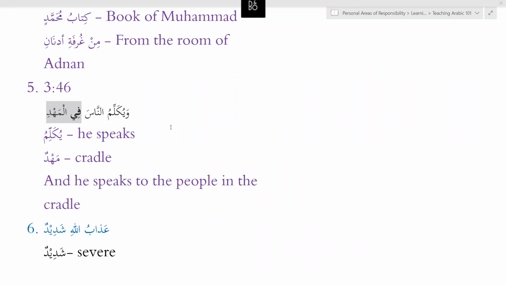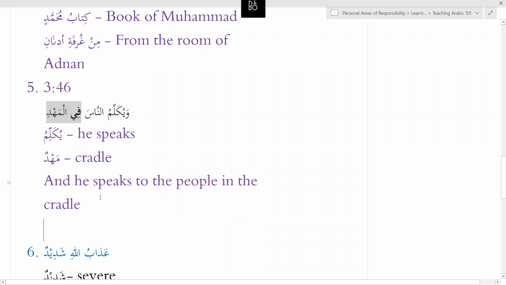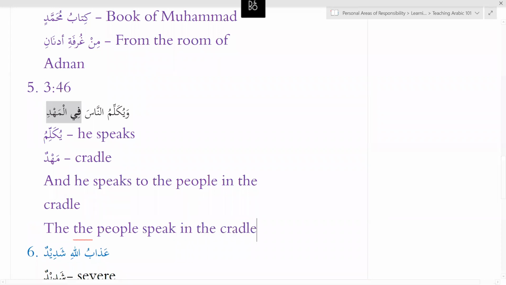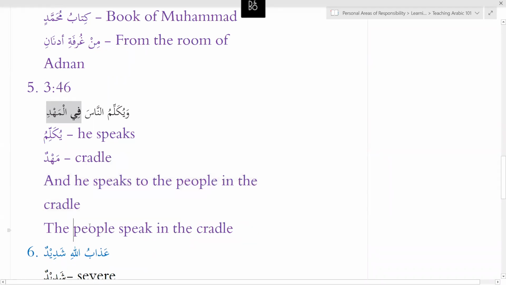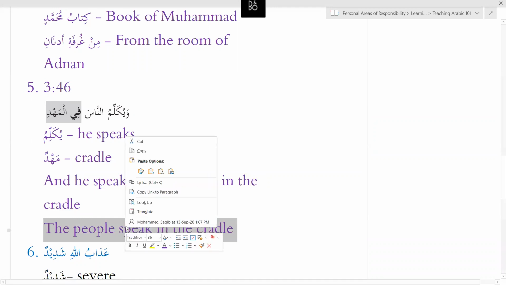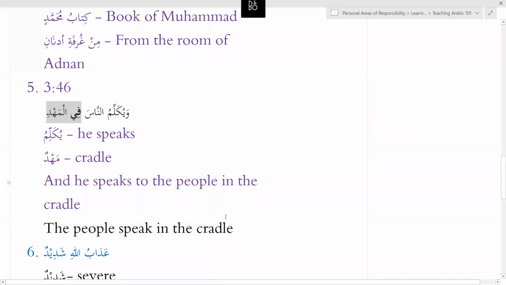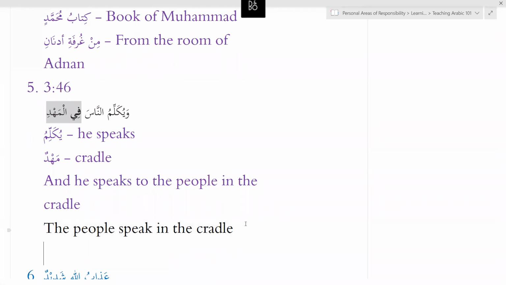And he speaks to the people in the cradle. Why is it not the people speak in the cradle? What you need to tell me is, if this is the translation of this sentence, how would you say the people speak in the cradle? How do you translate this sentence? Are you going to try, Rahmat, or can I pass it on? I'll try. Yes, go ahead.